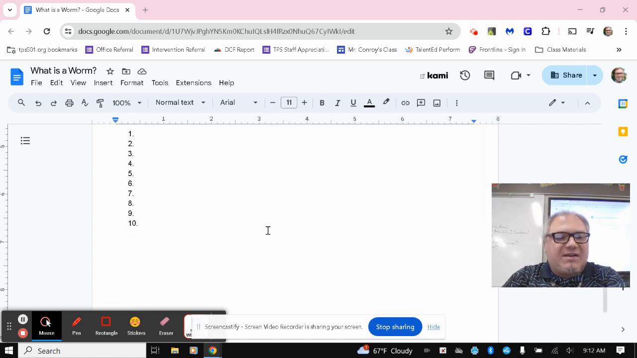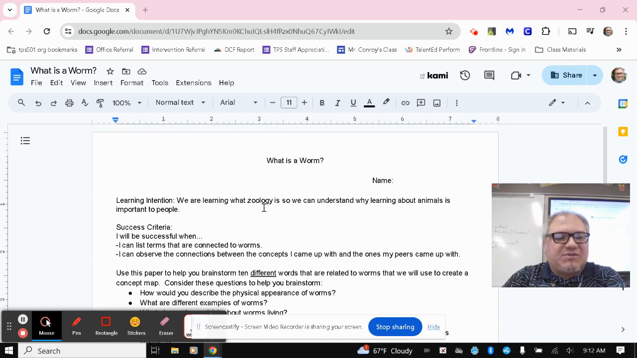So again, just 10 different words that are related to it. We're just doing some brainstorming here. Should be pretty straightforward. And again, we can create a concept map that answers some more questions about this unit as we're diving into it.